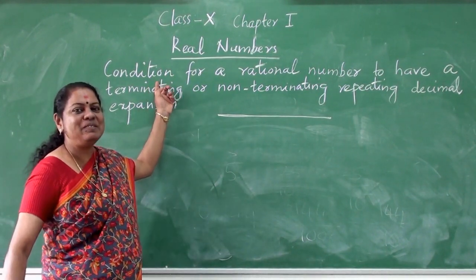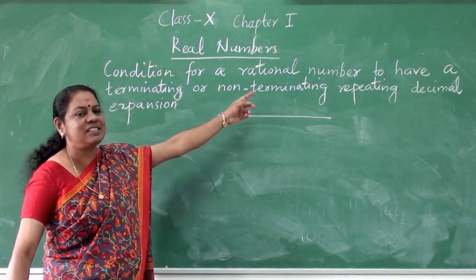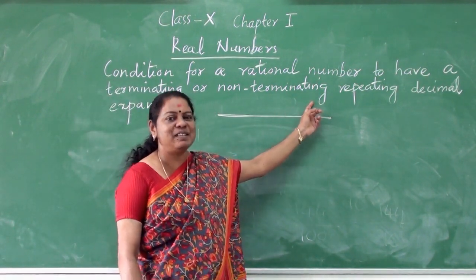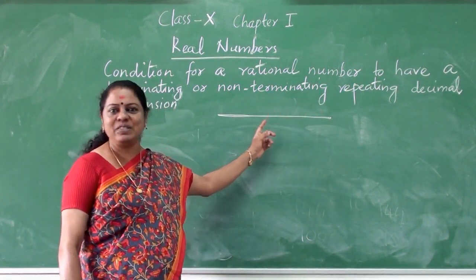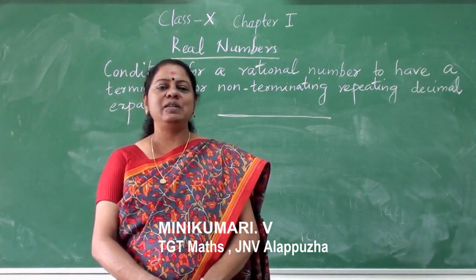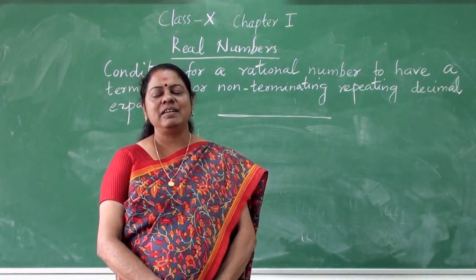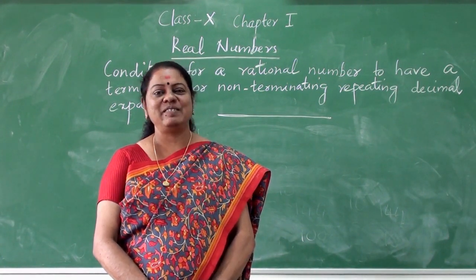Today we are going to see the condition for a rational number to have a terminating or non-terminating decimal expansion. That we are going to see today. In 9th standard you have learnt about rational numbers and their decimal expansion.